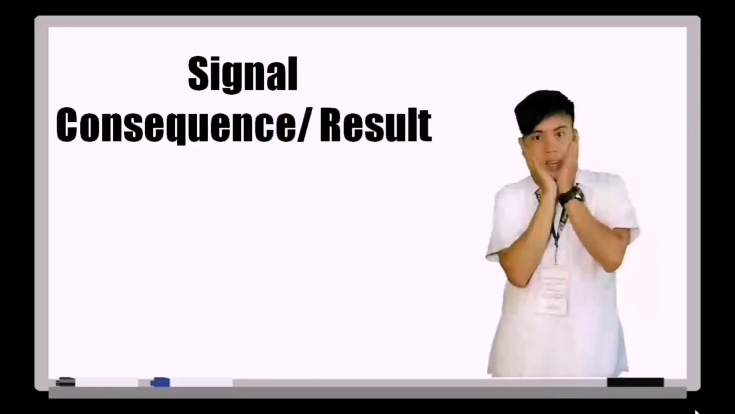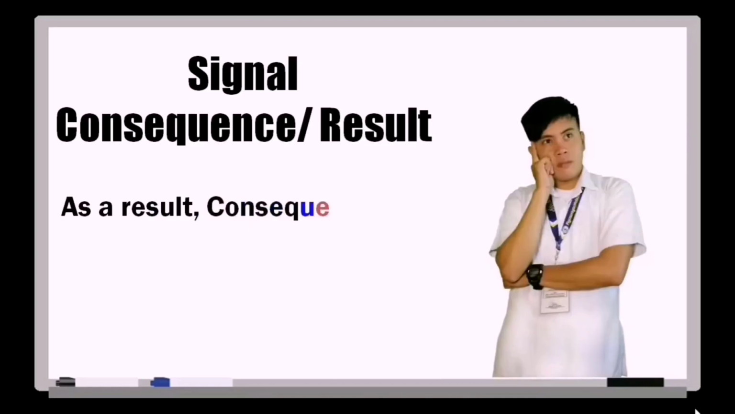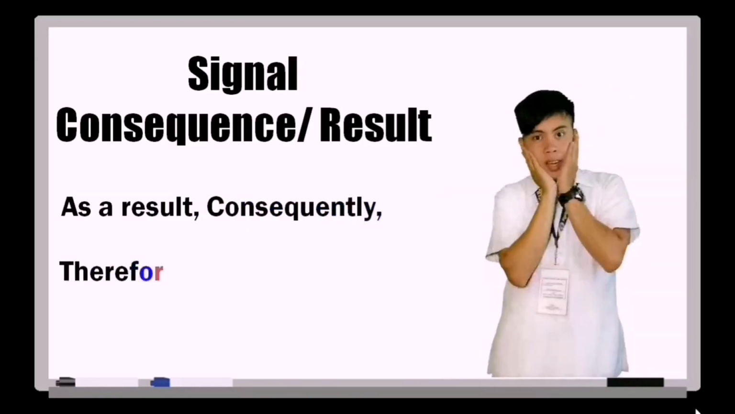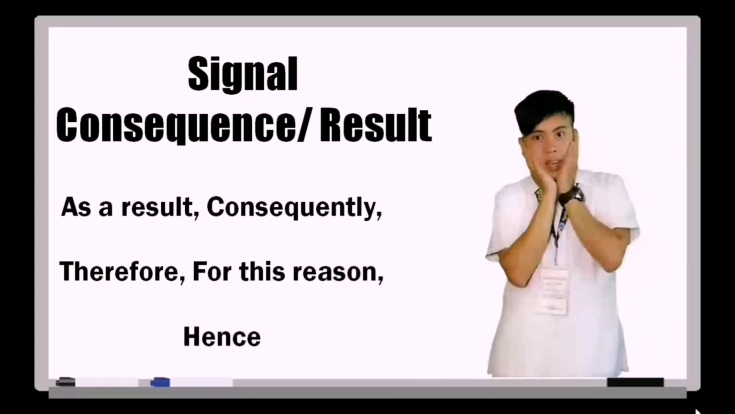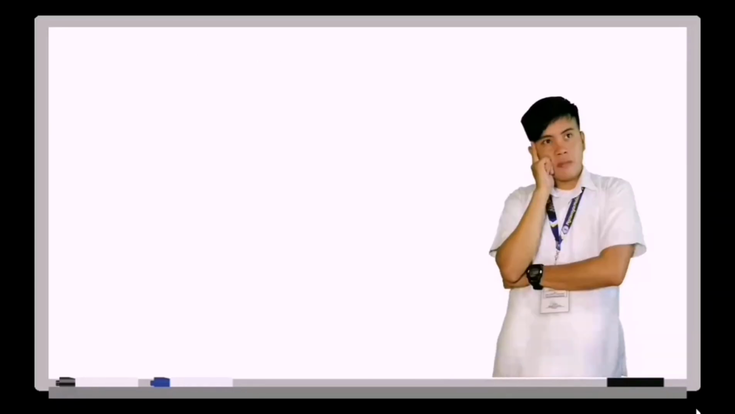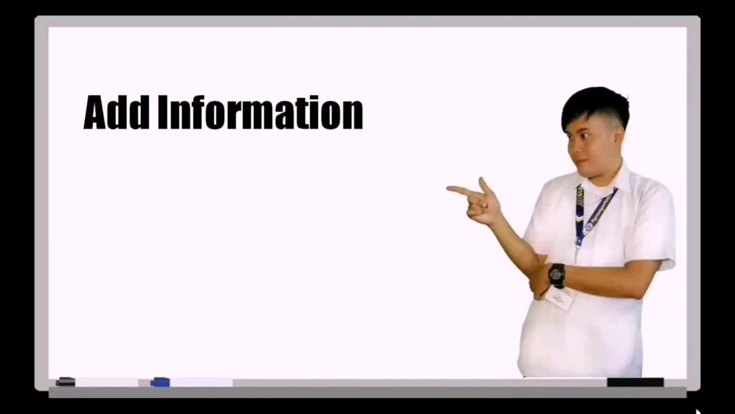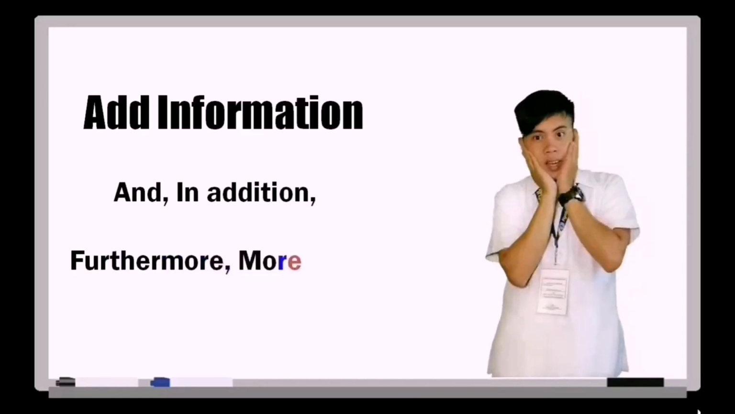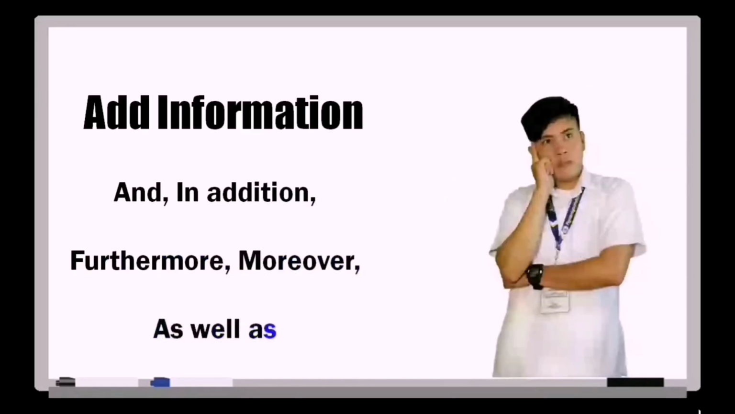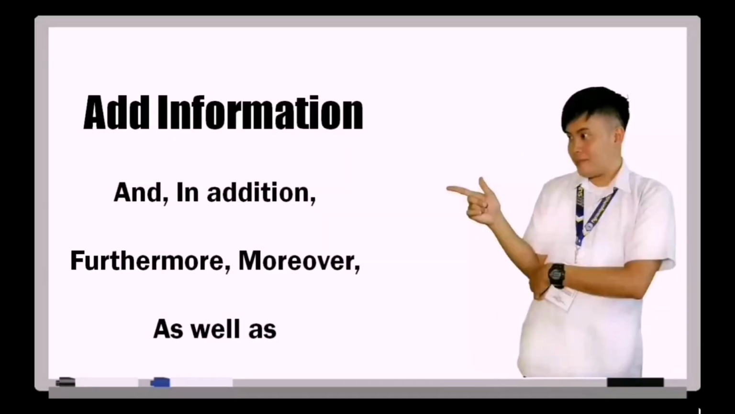Then we have cohesive devices that signal consequence or result. Examples of this are as a result, consequently, therefore, for this reason, and hence. And finally, we have cohesive devices that add information. These are the following: and, in addition, furthermore, moreover, and as well as.